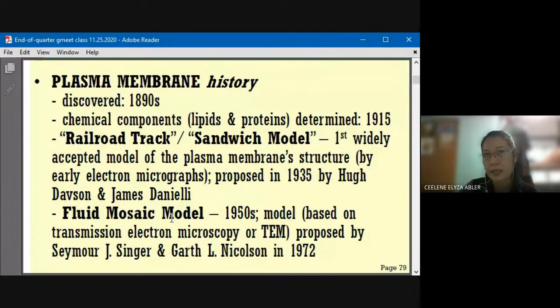So we had almost 70 years na of enjoying this type of model. So wala pa namang so far mga news about anong bago sa cellular na membrane. So until today, fluid mosaic model pa rin tayo. Okay? So constantly changing naman ang science ng biology.